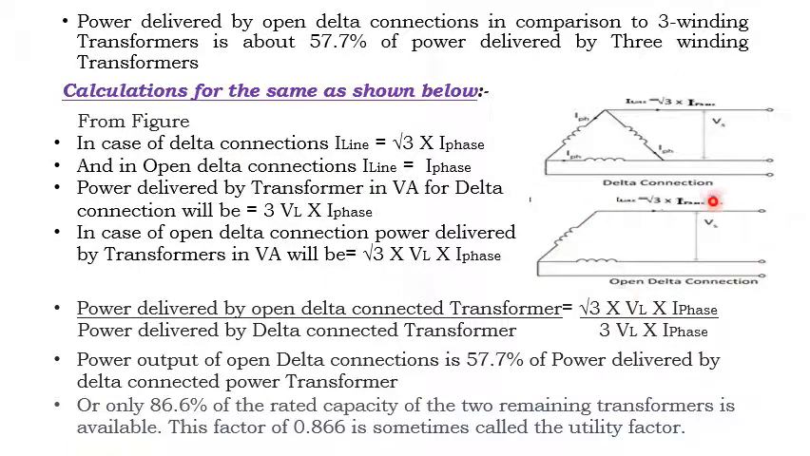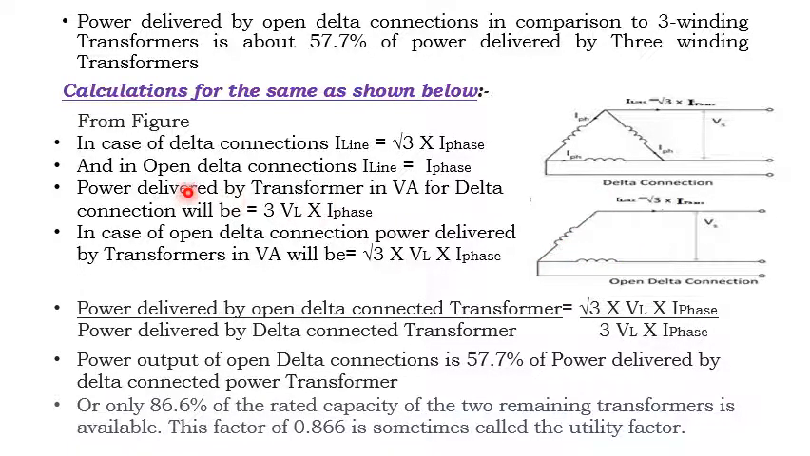Open delta connection I am supposed to consider. Here I write the line current. Here the line current will be root 3 times the phase current. Here, because this is the open delta, the line current is equal to the phase current, you can observe here.